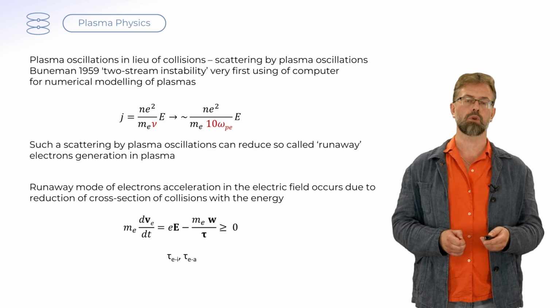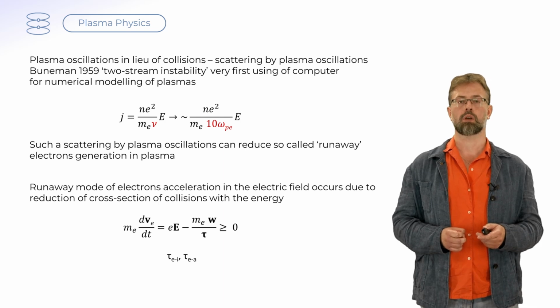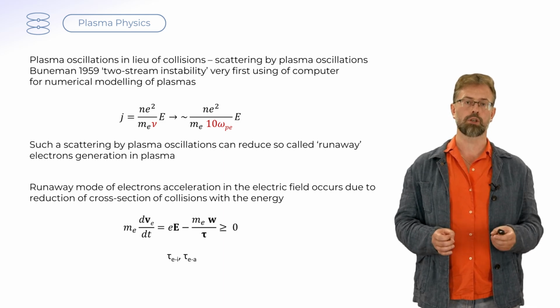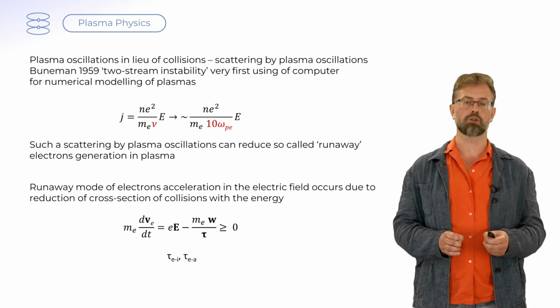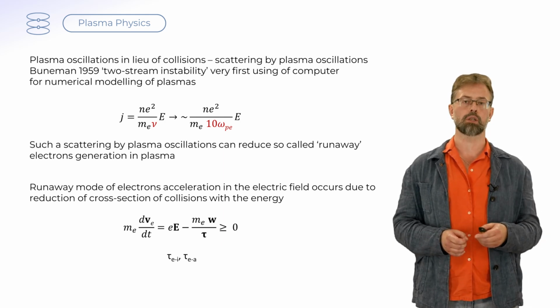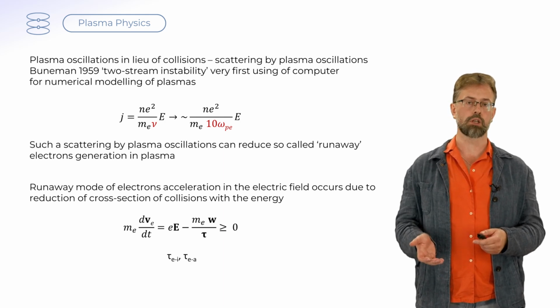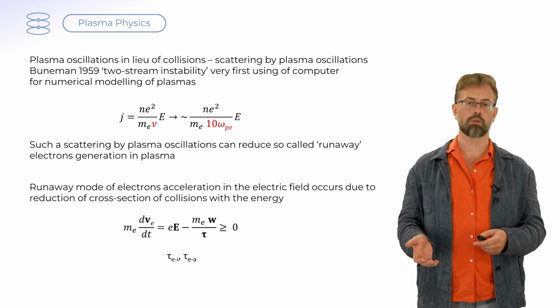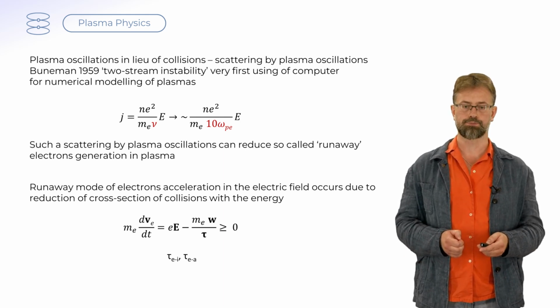This can be helpful for slowing down so-called runaway electrons. For large energy, there is low scattering by Coulomb potential, and electrons can be accelerated very intensely. But plasma oscillation does not depend on energy, and they can scatter these accelerated runaway electrons.